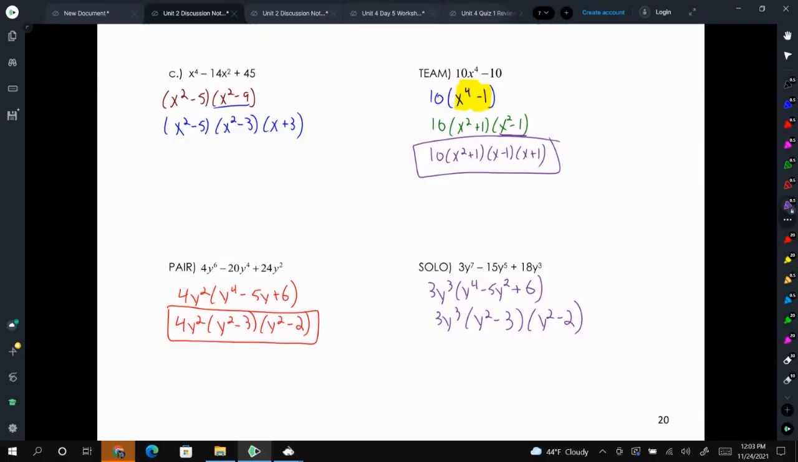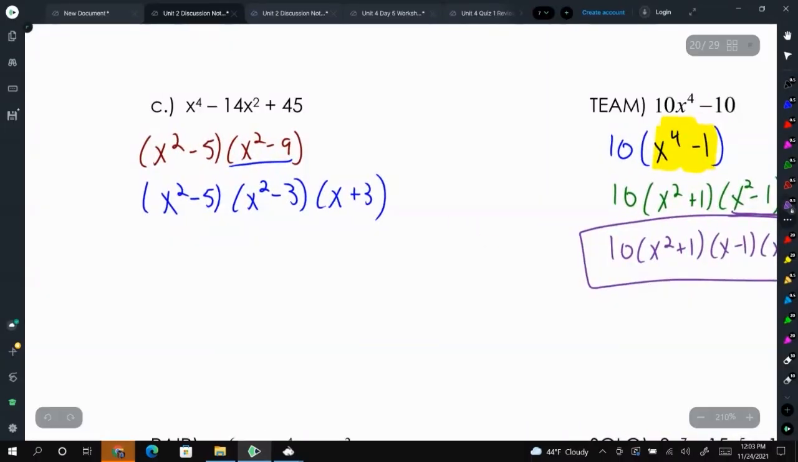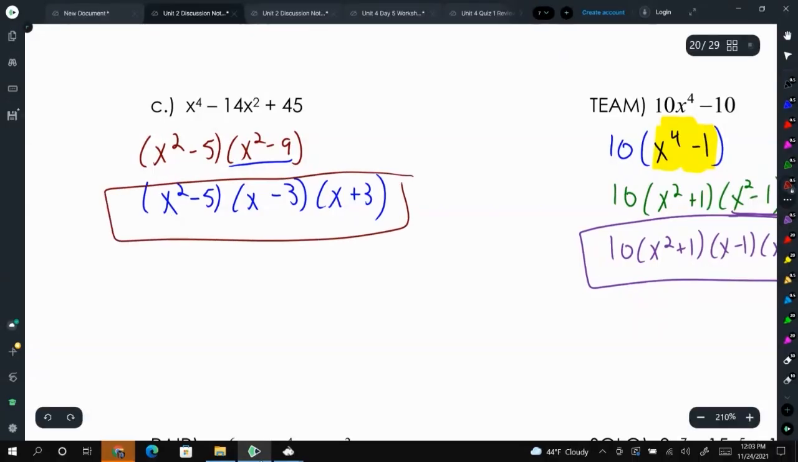All right, so check your answers. For that first one, letter C, once you've found two numbers that multiply to 45 and add to negative 14, negative 5 and negative 9, you then had to do the difference of squares with x squared minus 9 to get this answer. And actually, this should not be squared. So that would be your completely factored expression.